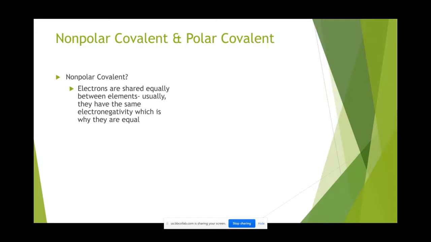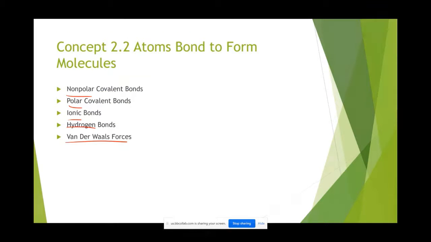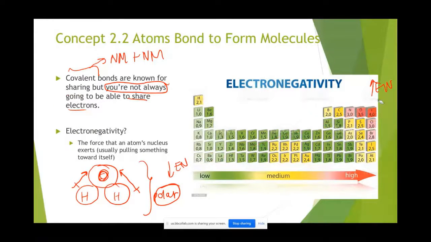Nonpolar covalent bonds are when electrons are shared equally. I'm going to show you that really quickly. When things are shared equally, that usually means the electronegativity is equal to each other. For example, if I have hydrogen right here bonded with another hydrogen, can you tell which one is more electronegative or not?